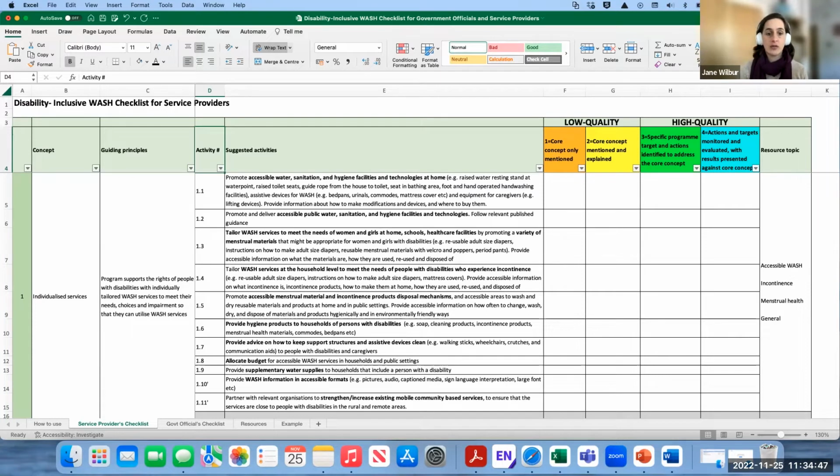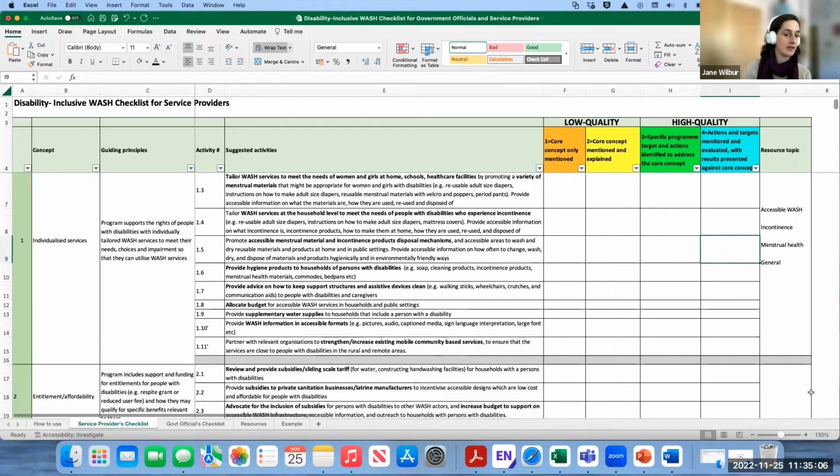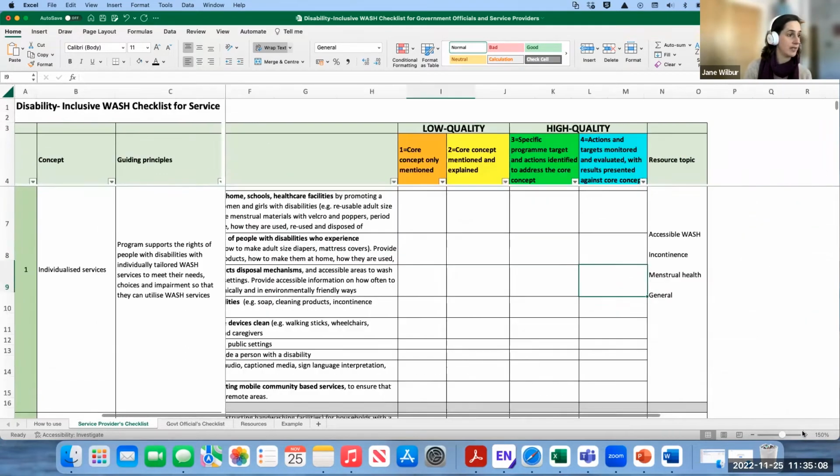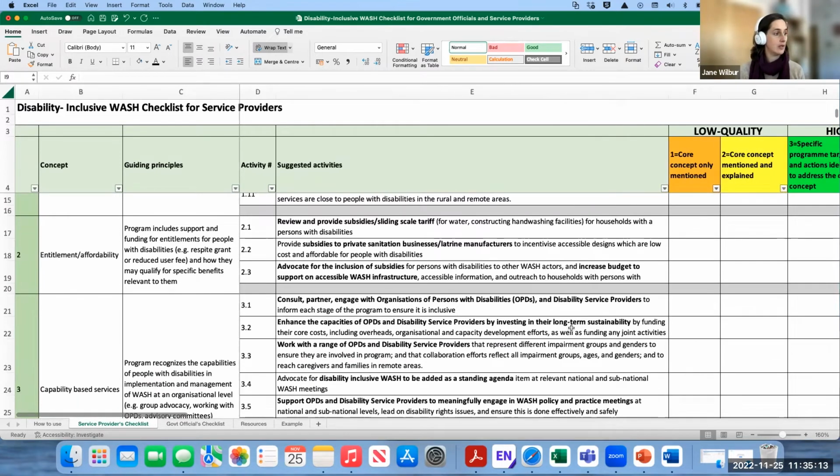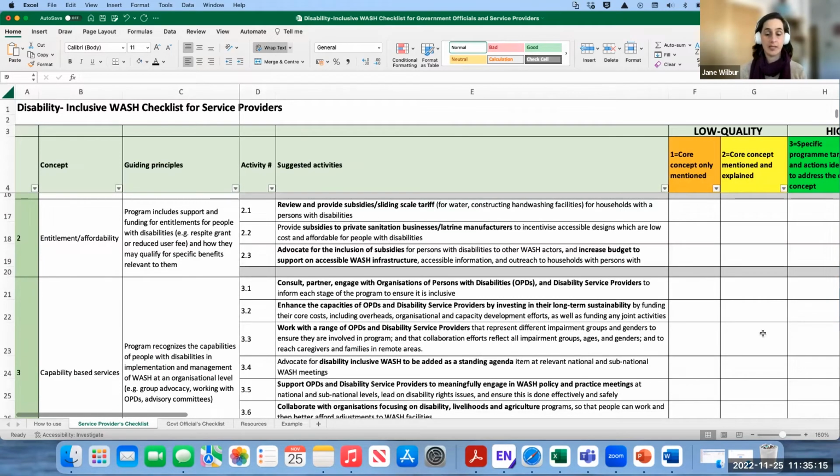So first off, the concepts, these are on the left of the screen. They include individualized services, which is about ensuring WASH services can be used by everyone and that information is accessible to everyone. Next is entitlement and affordability. I'm just going to zoom in on those. So entitlement and affordability relates to providing financial support for people with disabilities.